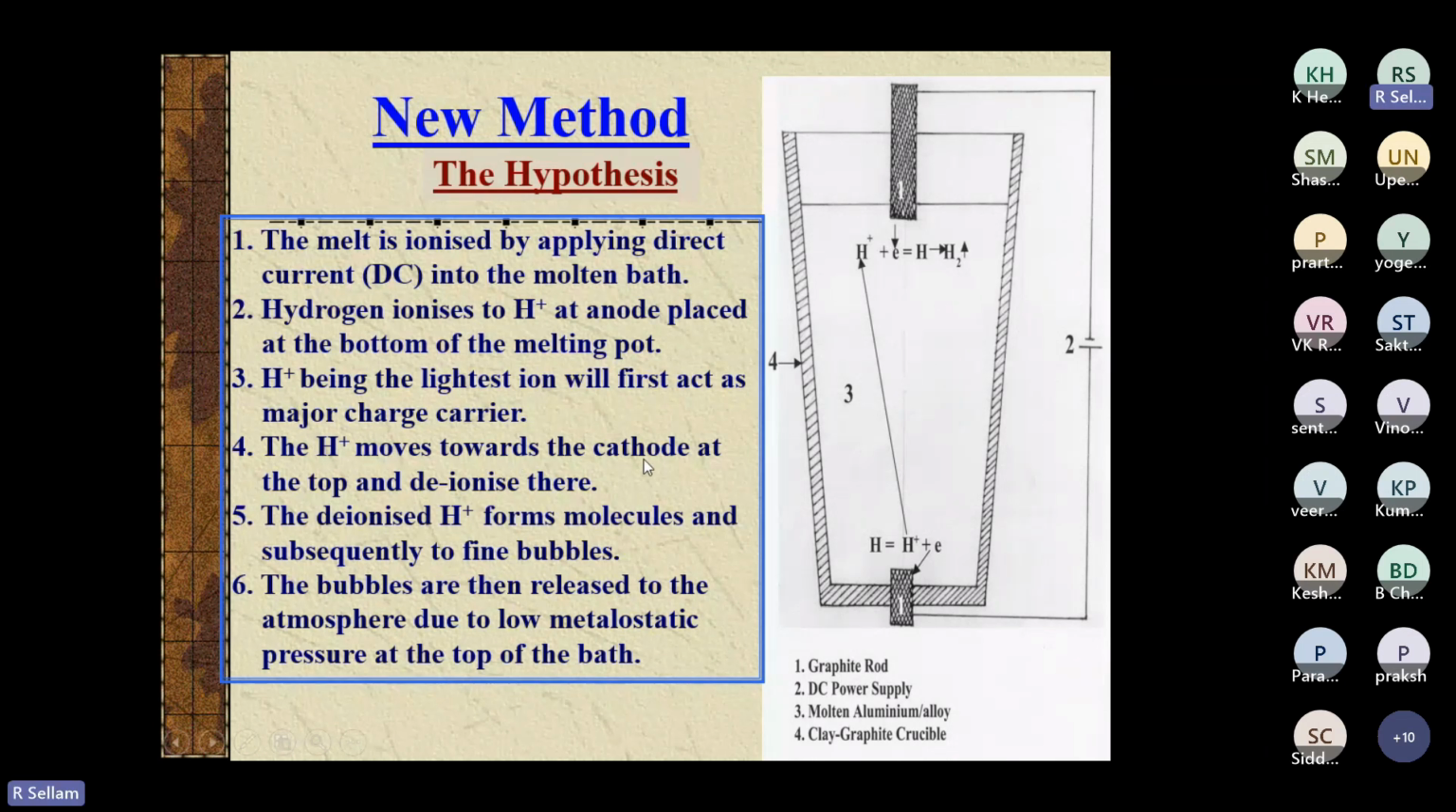Hydrogen moves towards the cathode, and at the top, it is deionized to form hydrogen atoms. Then hydrogen atoms combine into one molecule, and the molecule forms a gas. Here, the metallostatic pressure is less compared to the total bath, so it can go up and escape to the atmosphere. Towards the cathode, the deionized hydrogen forms molecules and subsequently fine bubbles. The bubbles then release to the atmosphere due to the low metallostatic pressure at the top of the bath.